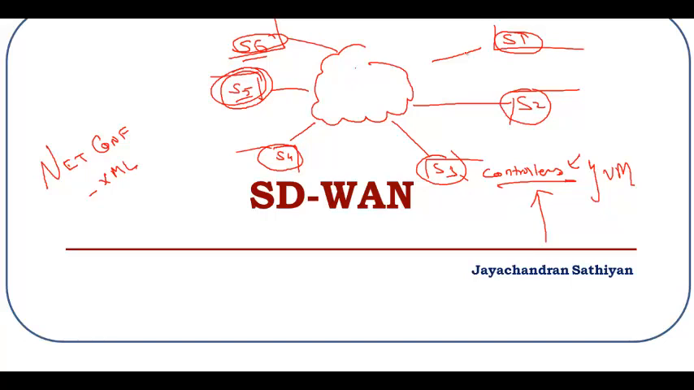All that you need to do on the site is plug in the power cord to the edge device and also plug in the network cable to the WAN port. Boom, that's all. You just plug and play.